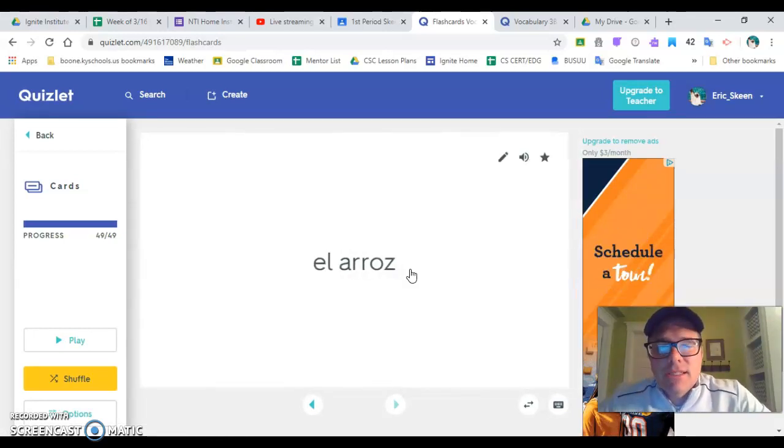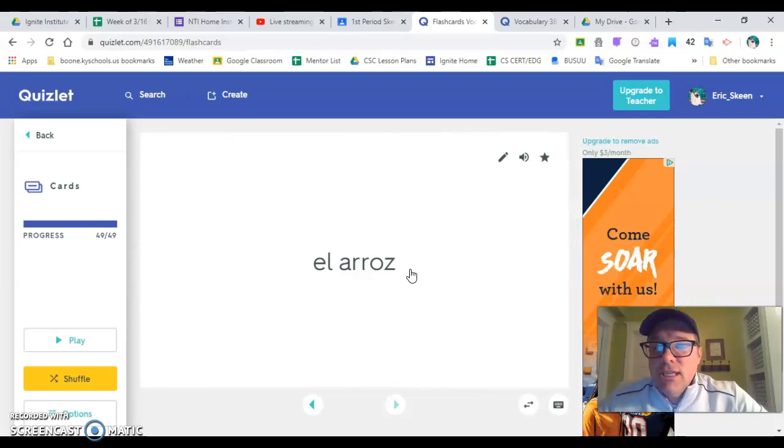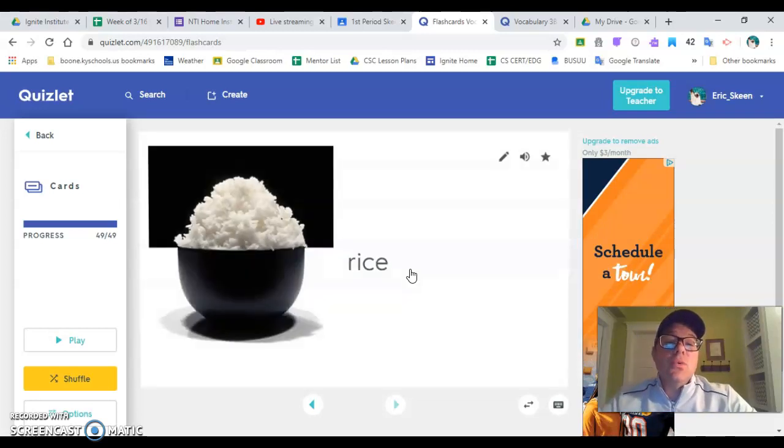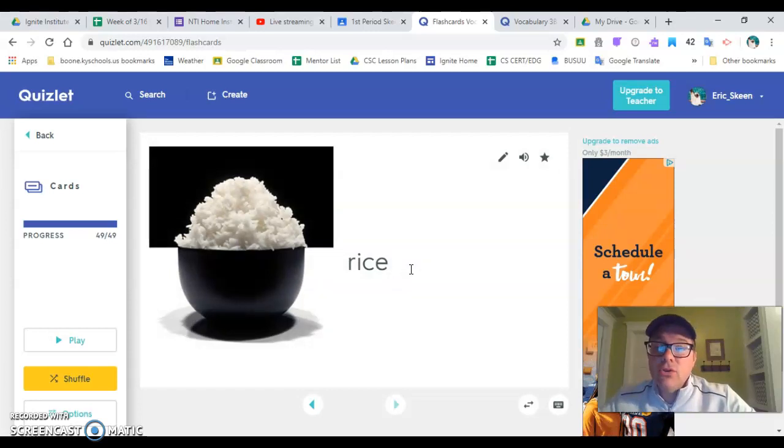And last but not least is el arroz. Okay, arroz is hopefully something that you can remember is rice. Okay, in this case, this is arroz blanco. Arroz blanco. Okay, so we've run through the vocabulary.